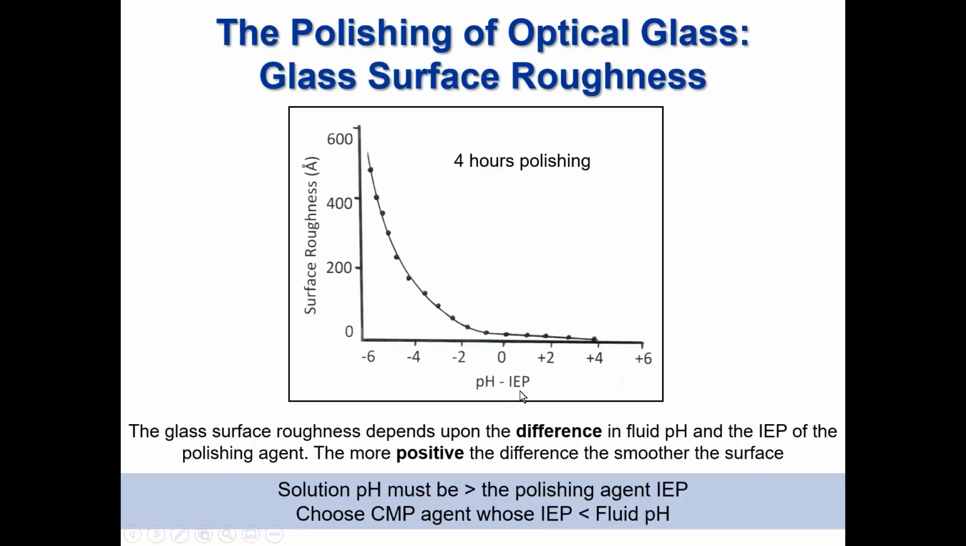of the polishing agents. And the smoothest surfaces were attained without exception in this positive half space here. This suggests that the fluid pH should always be larger than the isoelectric point of the polishing agent. Alternatively, a polishing agent should be selected whose isoelectric point is less than the pH of the fluid.